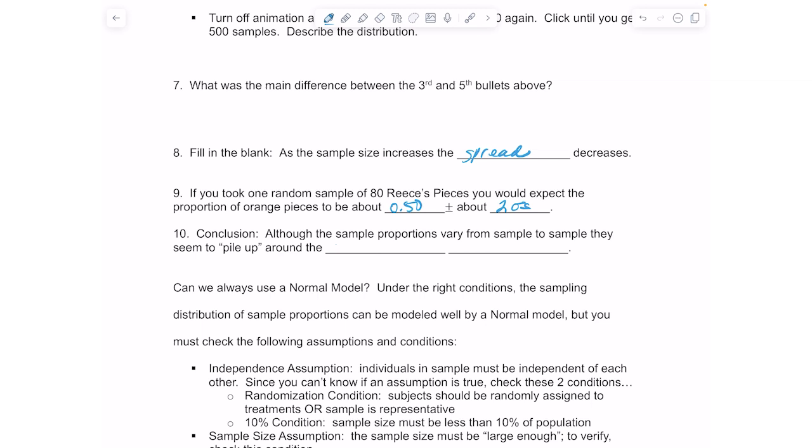So our conclusion is, although the sample proportion varies from sample to sample, they seem to pile up around the population proportion, which remember is P. So again, you're going to have all these p-hats, all these sample proportions, and they're going to pile up, and around the center is going to be P.